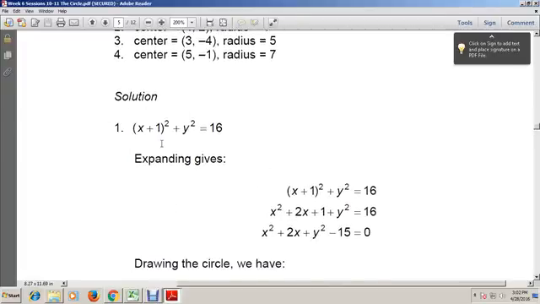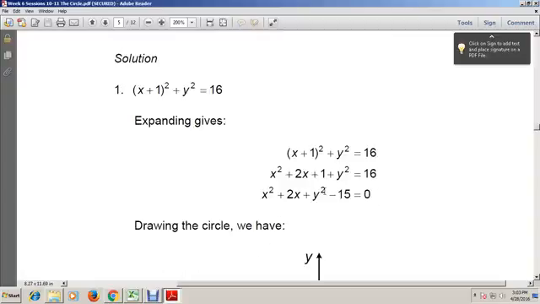Now, to convert this into the general form, what we need to do is to expand the square of the given binomial x plus 1. So we're doing that. We have x squared plus 2x plus 1 for the expansion of the square of the binomial x plus 1. Then we have x squared plus 2x plus 1, then plus y squared is equal to 16. So rearranging this according to the pattern of the general form, simply we have x squared plus y squared plus 2x minus 15 equals 0.